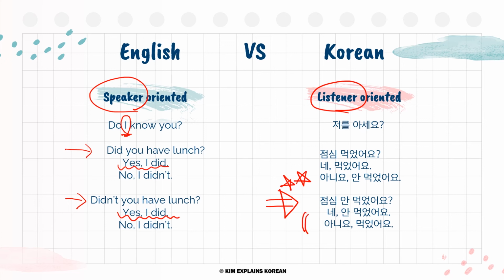네, yes means what you said is correct. 아니요, no means what you said is not correct. The answer depends on what the other person said. If it's right, yes. If it's wrong, then no. So in this case, 점심 안 먹었어요? Didn't you have lunch? If you did, you should say, "No, I ate it." 아니요, 먹었어요.